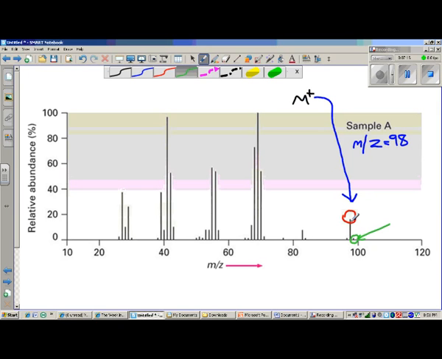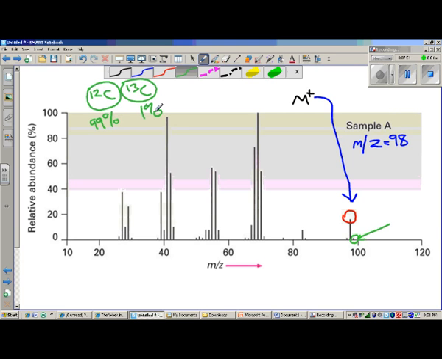This is due to the fact that this molecule only contains carbon and hydrogen, or perhaps it contains oxygen as well. And the fact is, carbon exists as 2 main isotopes, carbon-12 and carbon-13. Now carbon-12 is, I think, about 99% of the makeup of all carbon present, and this is about 1%.